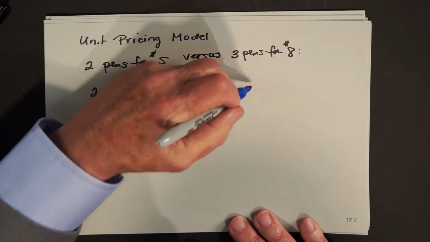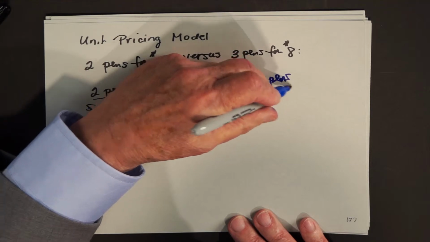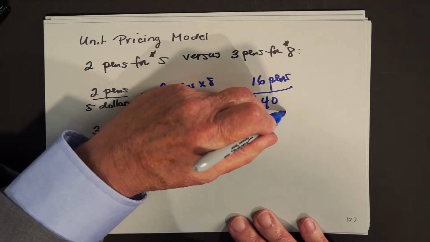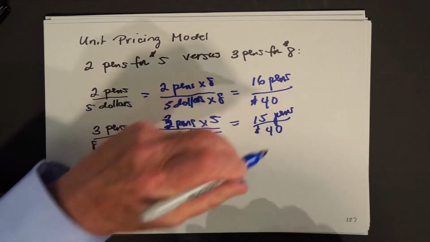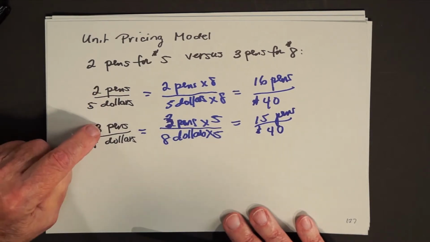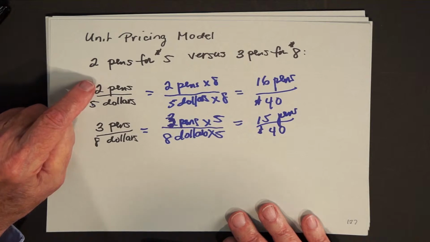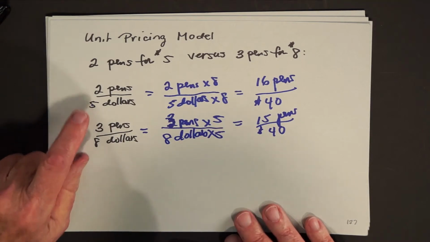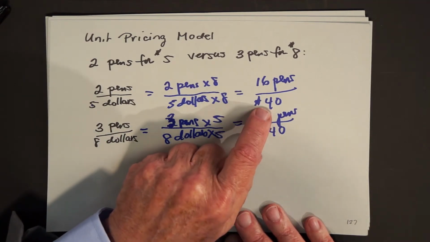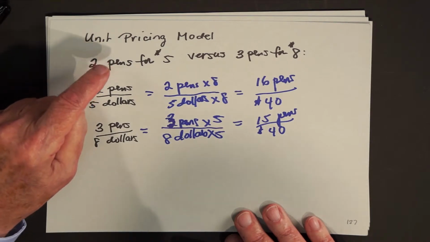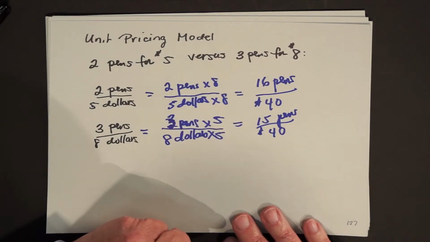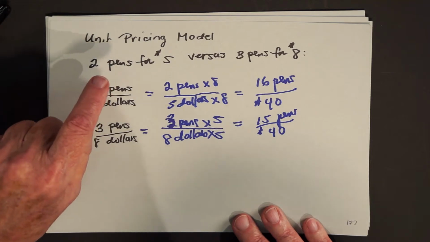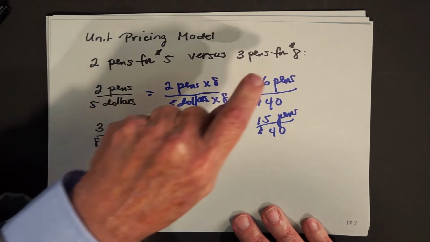Now what do I wind up with here? This is 16 pens for $40. This guy is 15 pens for $40. And what this says, without any reference to, notice this looks like a fraction, but I'm just using this to abbreviate or to rewrite 2 pens per $5. And what this says is, hey, to compare these two, for every $40 you spend, you're going to get 16 pens if you buy at this rate, but only 15 pens if you buy at this rate. In other words, for every $40 you spend, you get one more pen if you buy them at this rate than if you did at this rate.